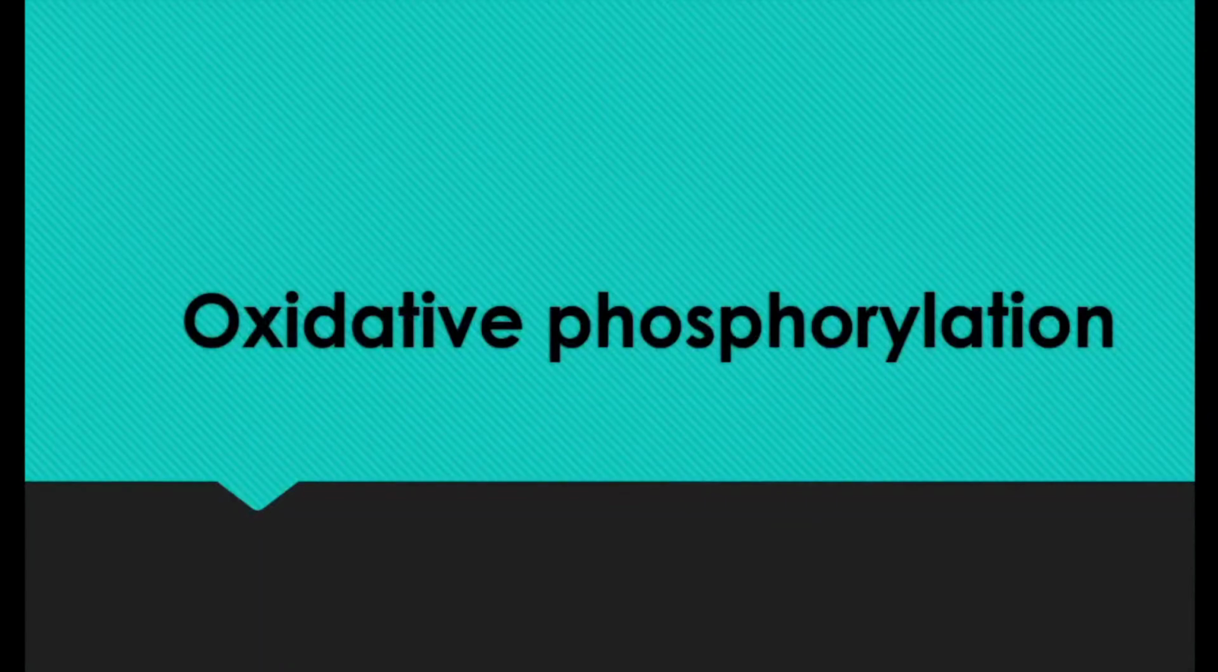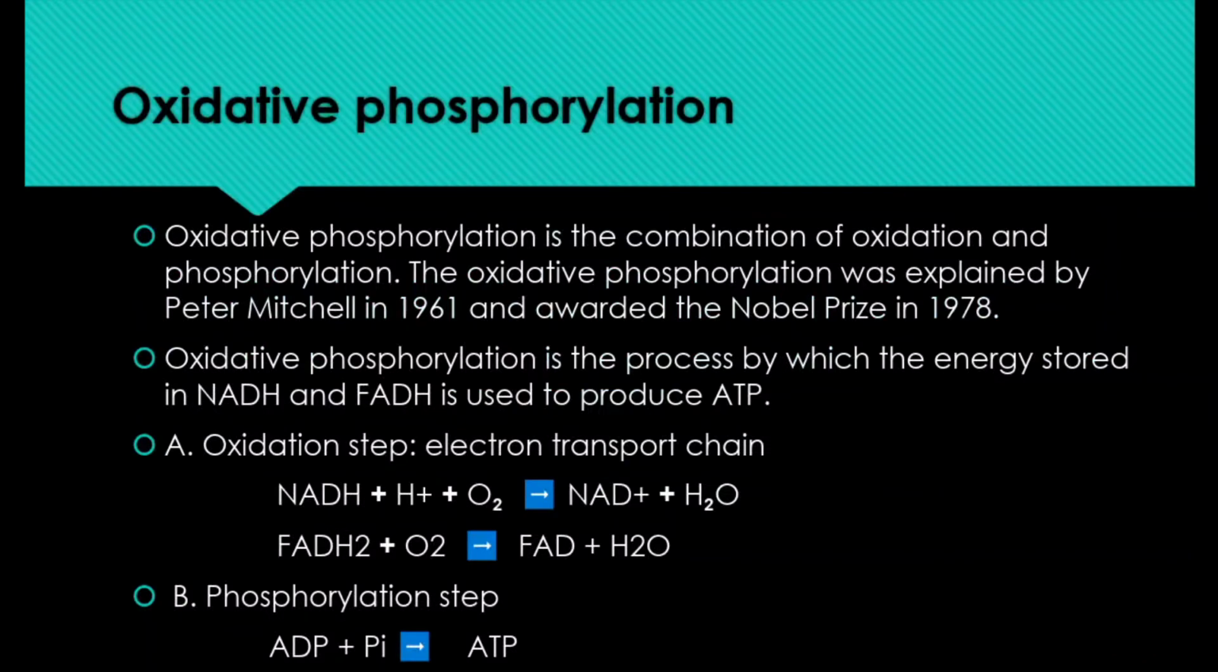Hi everyone, today we are going to discuss oxidative phosphorylation. Oxidative phosphorylation is the combination of oxidation and phosphorylation. Oxidative phosphorylation was explained by Peter Mitchell in 1961 and he was awarded the Nobel Prize in 1978. It is the process by which the energy stored in NADH and FADH is used to produce ATP.